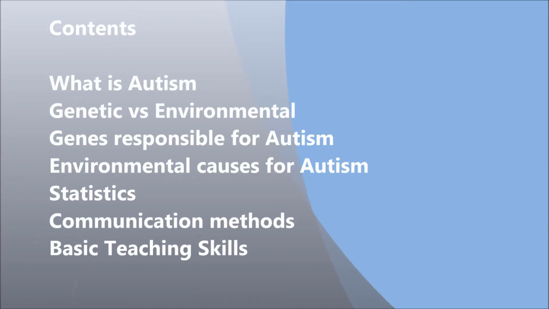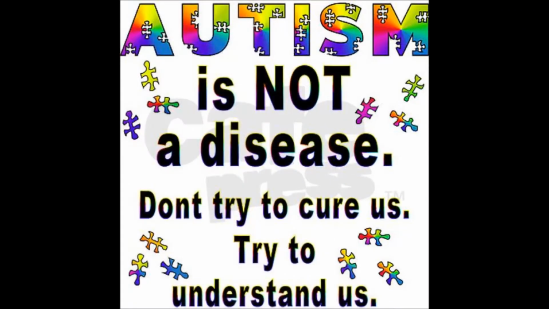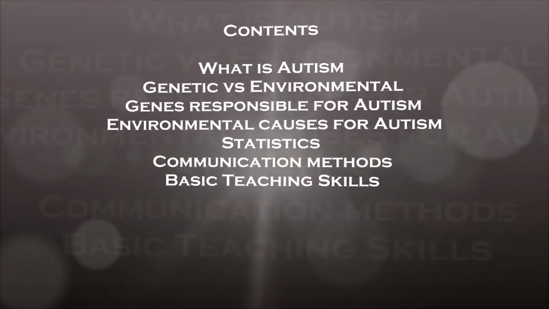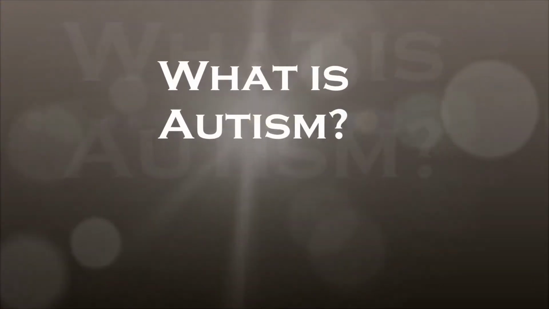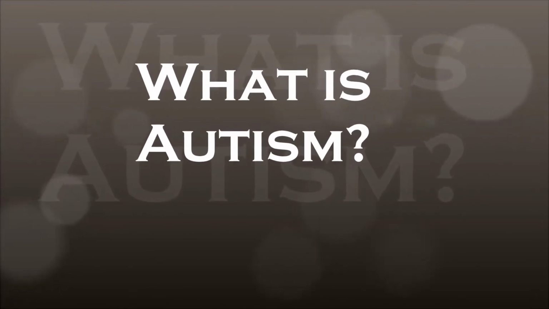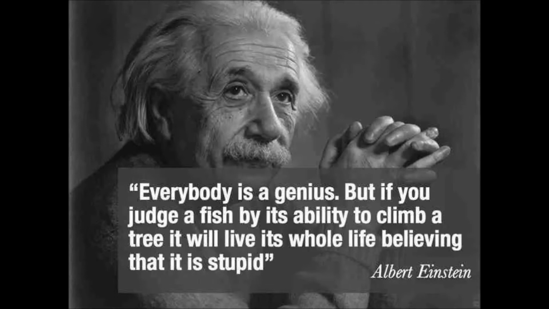The contents of today's video will discuss what is autism, we'll discuss genetic and environmental factors, we'll briefly touch on genes responsible for autism, environmental causes for autism, statistics, communication methods, and basic teaching strategies. What is autism? The characteristics of autism include social and relationship skills, communication skill deficits, play and leisure skill deficits, as well as some behaviors that may or may not be present.